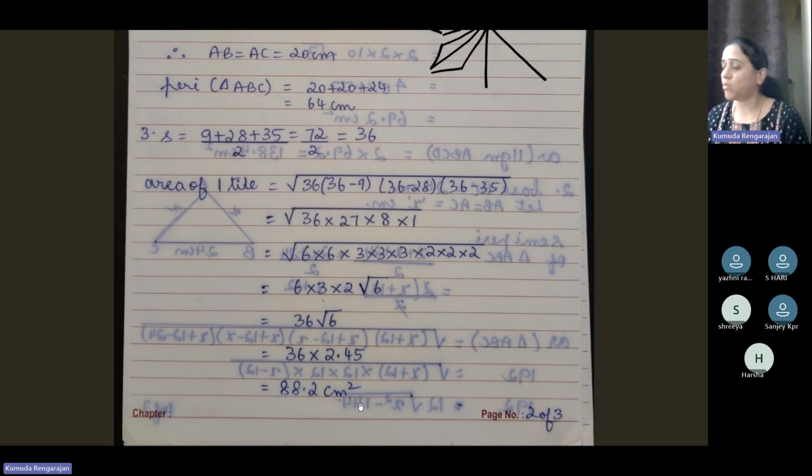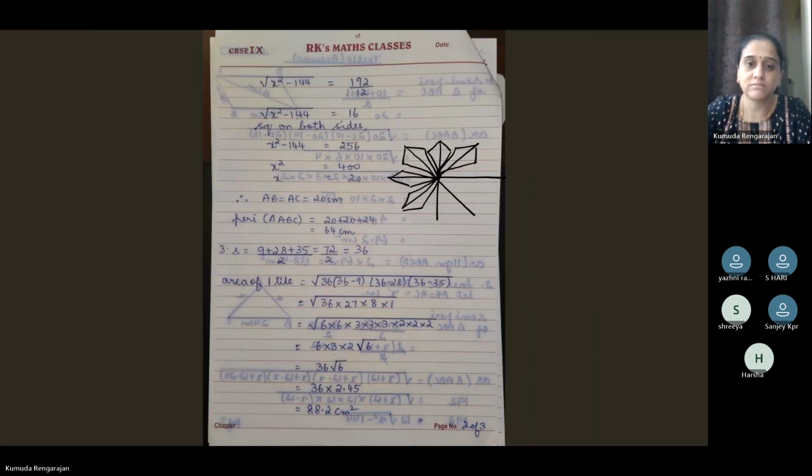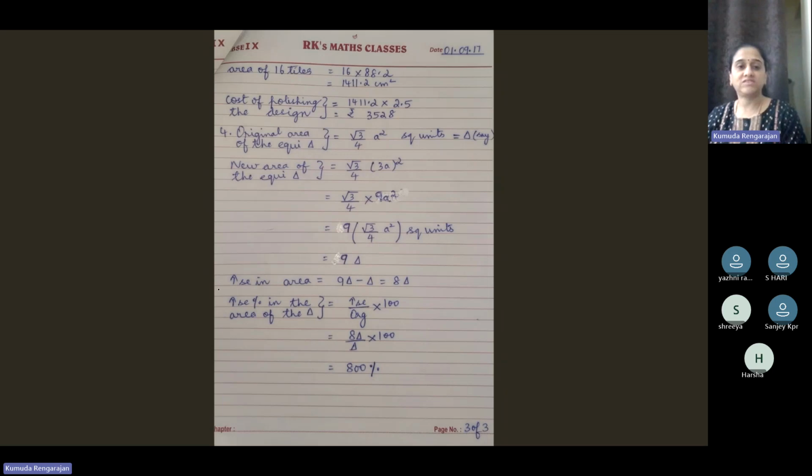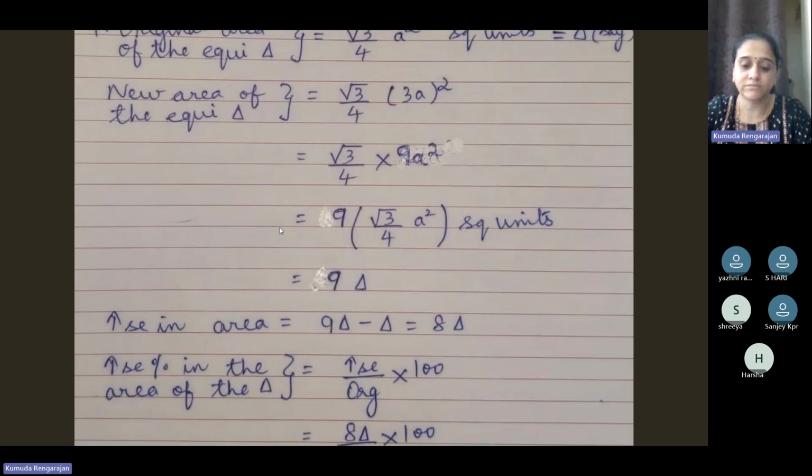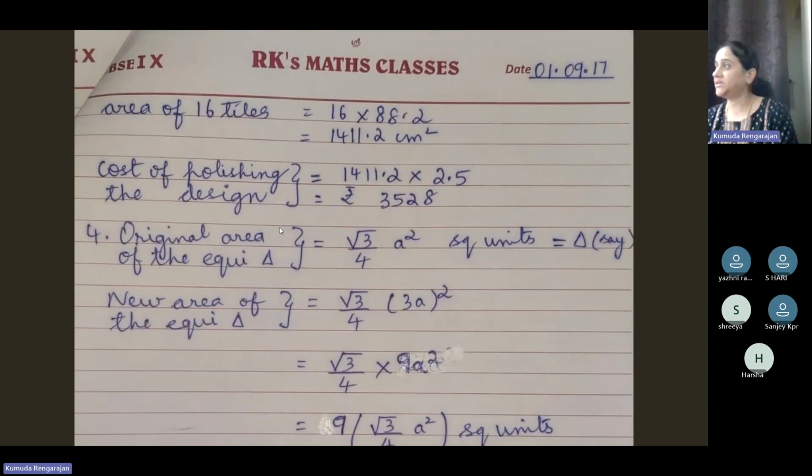16 tiles are used. One tile's area we have found using Heron's formula. Why did we choose to find the area using Heron's formula? Because we only know the length of the three sides. So we can find the area only using Heron's formula. And we found the area of one tile. So area of 16 tiles will be 16 into 88.2, so 1411.2 centimeters square. The cost of polishing will be area into rate. Correct?